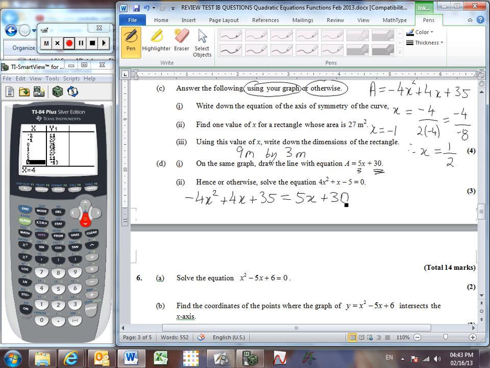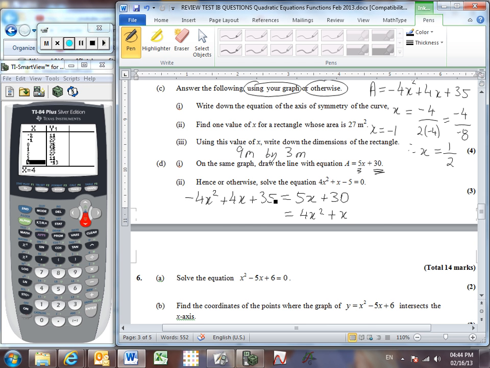So one way I could do this is by bringing everything onto the same side of the equation. Why don't we bring everything over onto the right-hand side? So this negative 4x squared, when it moves to the right, will become a positive 4x squared. This positive 4x, when it moves to the right, will become a negative 4x. So I'll have a positive 5x with a negative 4x, giving me 1x.